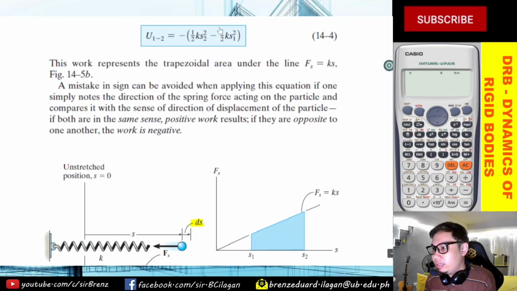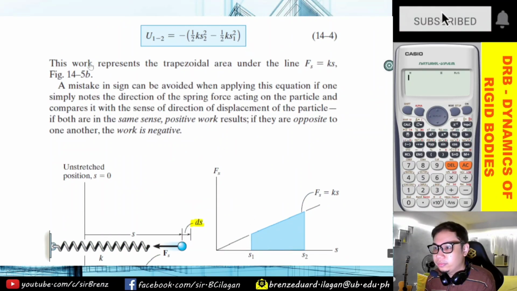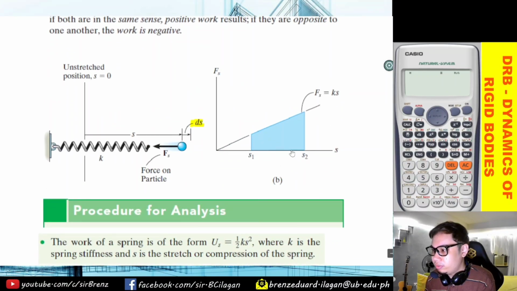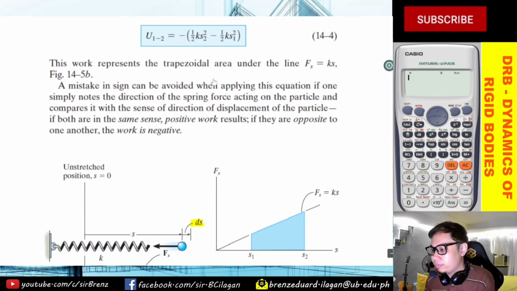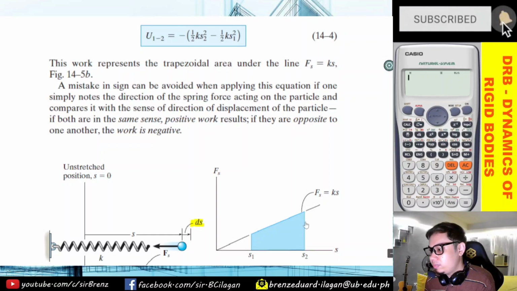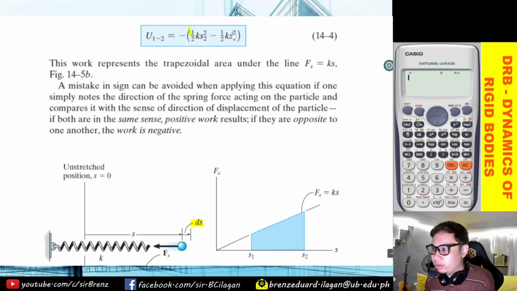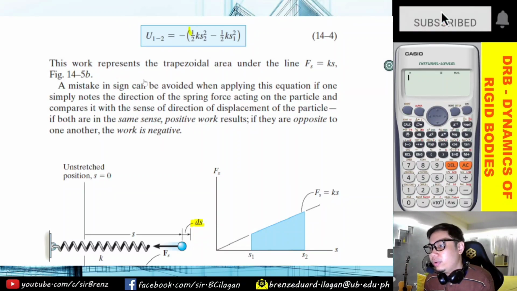Okay, so, ayan, kinuha lang naman yung area nito. So, the work, yun na naman siguro to kung ba't naging ito. So, h over 2. Ayan, so ito yung h over 2. So, s2 minus s1. Ito po. And then, yung area lang nito. So, at this point, this is ks2. Ayan, and then at this point, itong height nito, this is ks1. Ayan, so kaya nabuo natin yung equation na to. So, naka-simplified form na lang siya. So, this work represents the trapezoidal area under the line Fs equals ks.